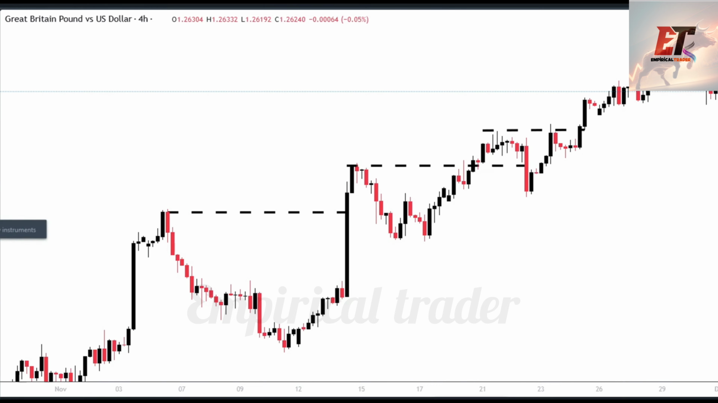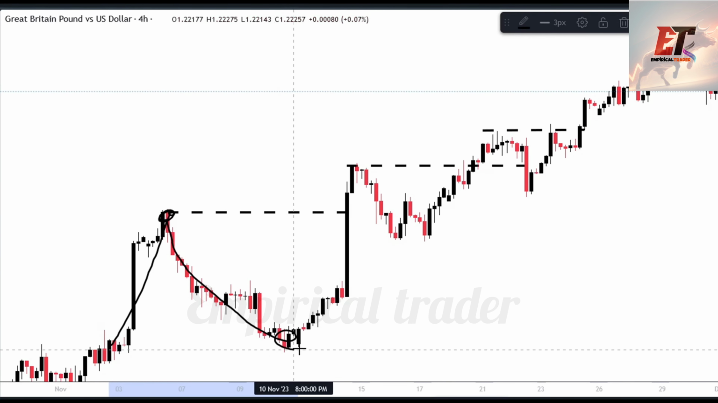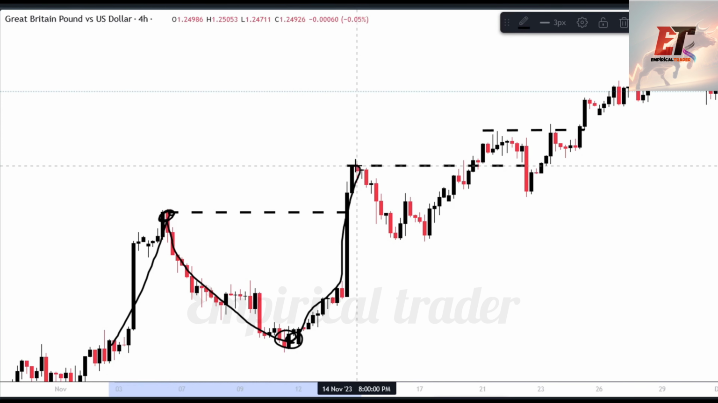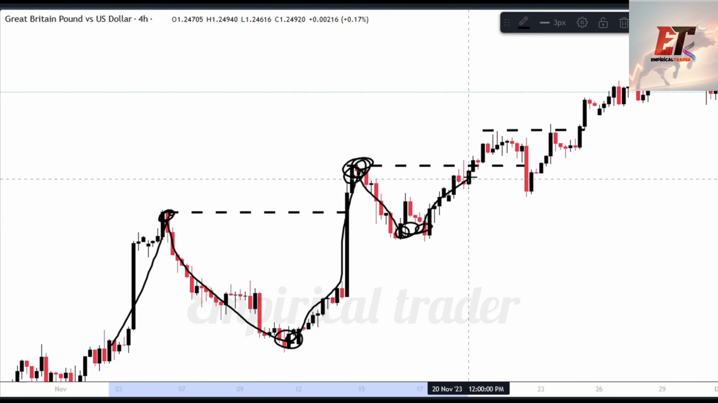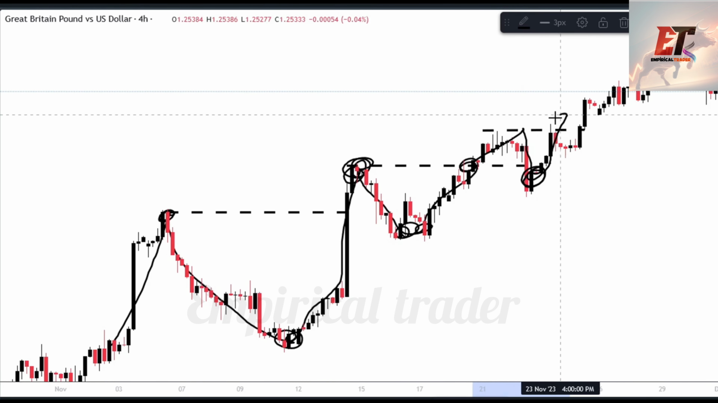Here is how the break of structure looks in a bullish market. The impulsive move to the upside makes the high, a retrace and break of structure. Retrace, break of structure, retrace, break of structure, and so on.